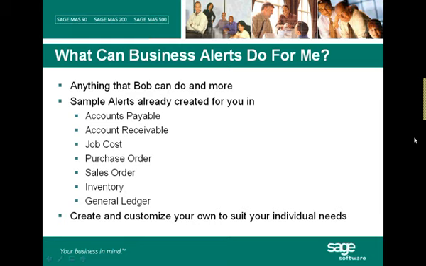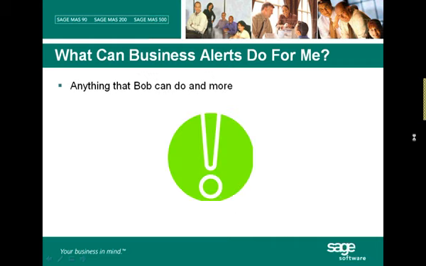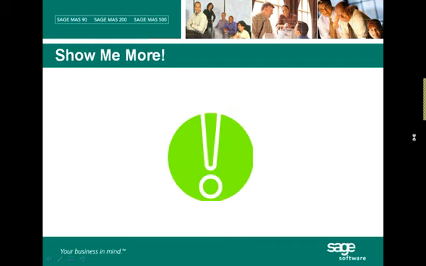What can Business Alerts do for me? Well, Business Alerts can do anything that Bob can do and more. There are 30 sample alerts already created for you in accounts payable, accounts receivable, job cost, purchase order, sales order, inventory, and general ledger. You can use these out of the box or create and customize your own to suit your individual needs. Let's take a look at Business Alerts Professional for Sage Mass 90 and Mass 200 in action.